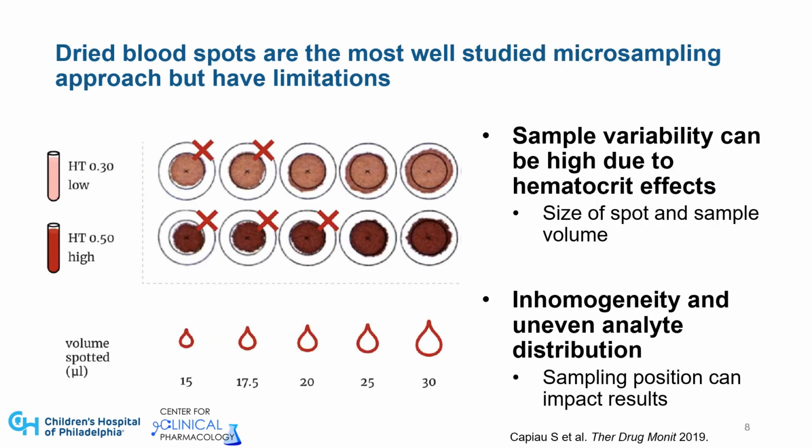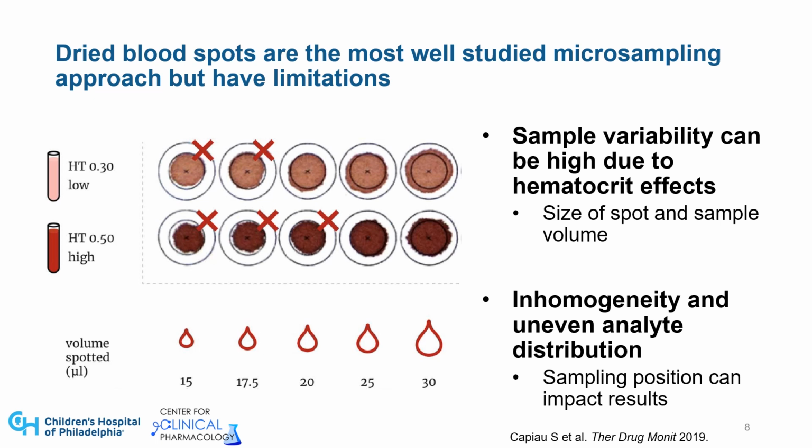And so I wanted to spend a few minutes discussing a variety of approaches that are available for microsampling. Dried blood spots are the most well-studied microsampling approach, but have some significant limitations when it comes to quantification of drug concentrations. First of all, the sample variability can be high due to hematocrit effects. As you might imagine, the viscosity of the blood can differ based on the hematocrit, which will impact the size of the spot and the sample volume that's utilized.